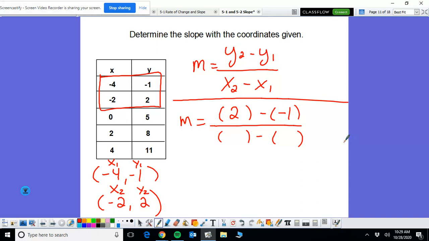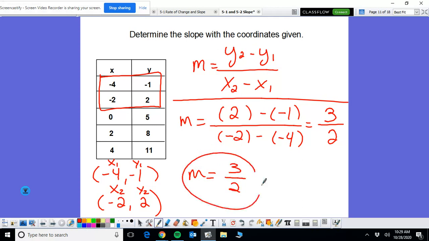My x2 is on the bottom, so I put my x2, -2. My x1 is -4. And I simply am going to go across the top, and that is actually a +3. Go across the bottom, and that will be a +2. So I am finished. So write the formula, plug in what you know, and then for step 3, it's solve, which was really not much to solve here. M equals 3/2. Slope equals 3/2.